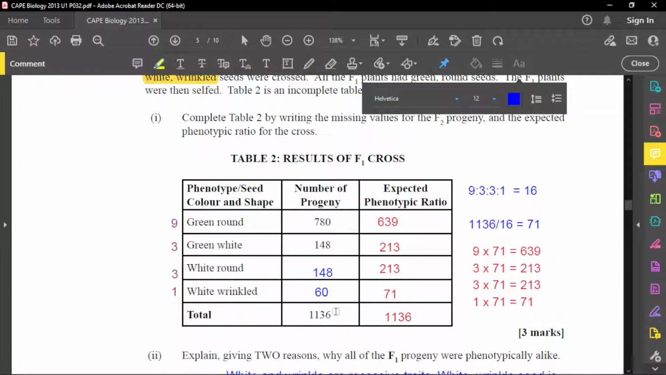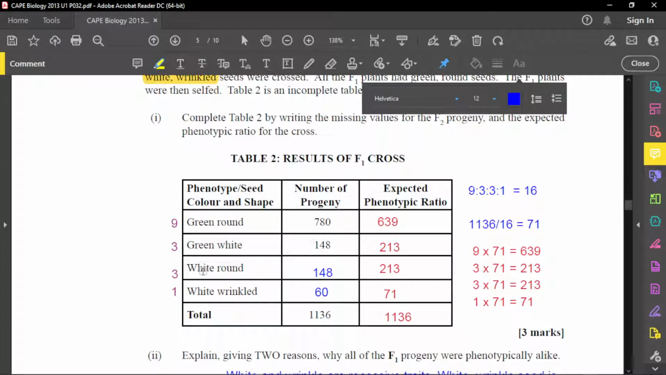Now my thing is this now. If this is equated to my 9 in my ratio, 780 is equated to my 9 in my ratio. My 3 is 148, and I'm going to tell you how I get this to be 3. And I know this is 3, I know this is 1, because again, they can mix up these things. For you to have both dominant traits, you must have the highest number. That's a 9 ratio, because green and round are dominant. We established that. Green is dominant, white is recessive. So once you have one dominant, one recessive, that's a 3.